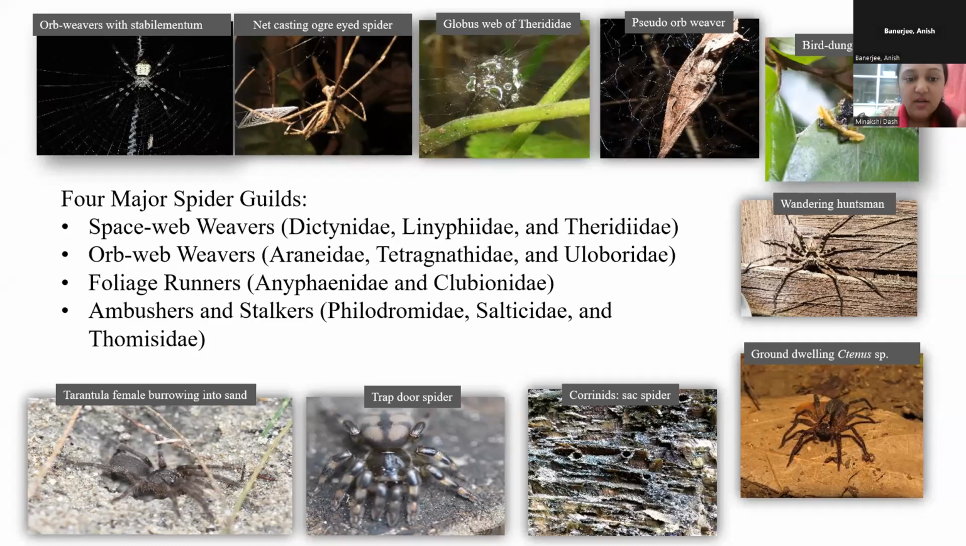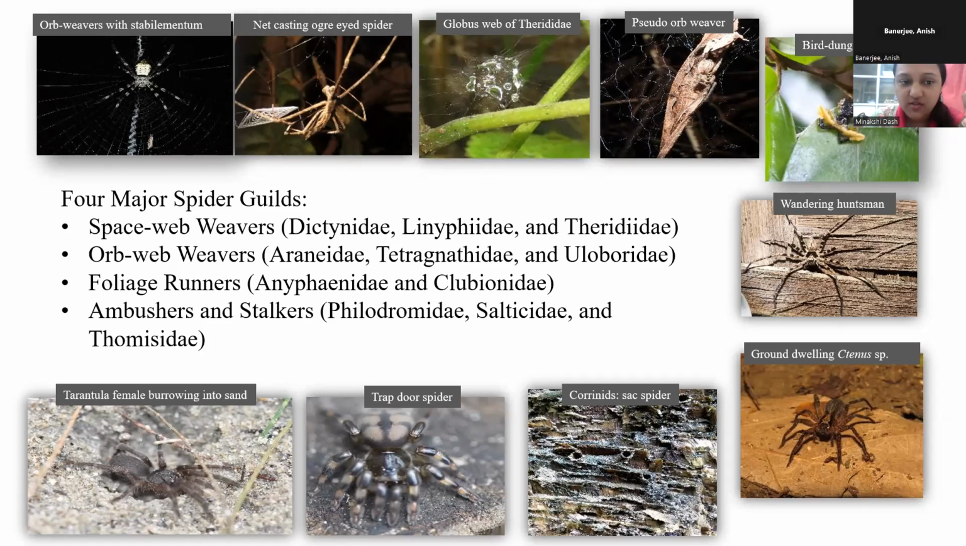Coming to what this means, space web weavers have webs in a 3D space. And orbs, as you know, are round structures. Any round structures are called orbs, and those round webs are called orb webs. And foliage runners, as you can see, are spiders that run on the bushes or small hedgerows. They just run on them for their prey. So those are foliage runners, and some are ambushers and stalkers.